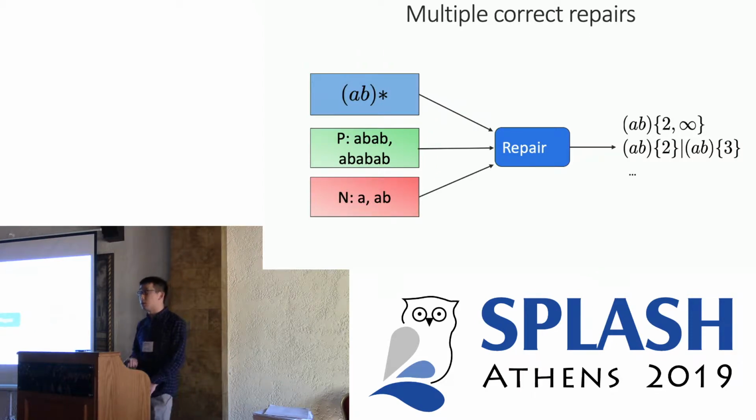Well, in general, the repair problem might have multiple solutions. In this example, the correct regex should match AB repeats twice or more, which is the first solution on the right-hand side, where the second solution just memorizes each positive example it has seen. As we will see, these two solutions actually have different distance to the input. So if we impose a minimal distance repair constraint, we can rule out the second solution.